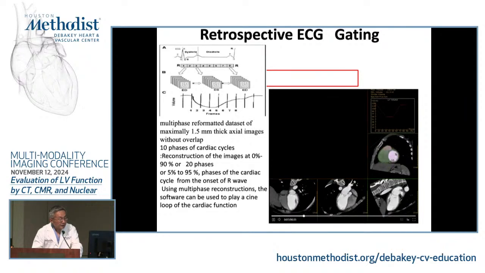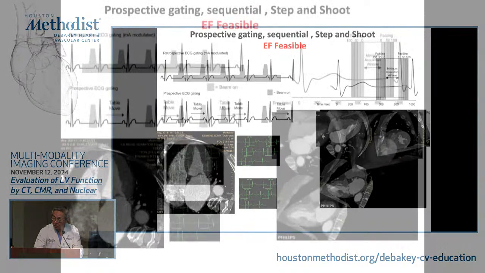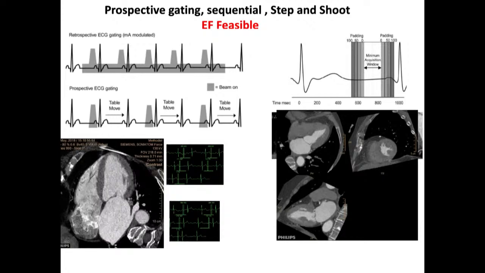But there's some twist to it. With the new technology, you can technically get EF by imaging the heart in end systole and end diastole. Either use step and shoot, okay? You can open the window from 30 to, let's say, 90%, which gives you a relatively decent EF, or the GE scanner allows you to image only around 30% and 90% if that's what you want. The problem is, end systole and end diastole we almost never use for coronary assessment.